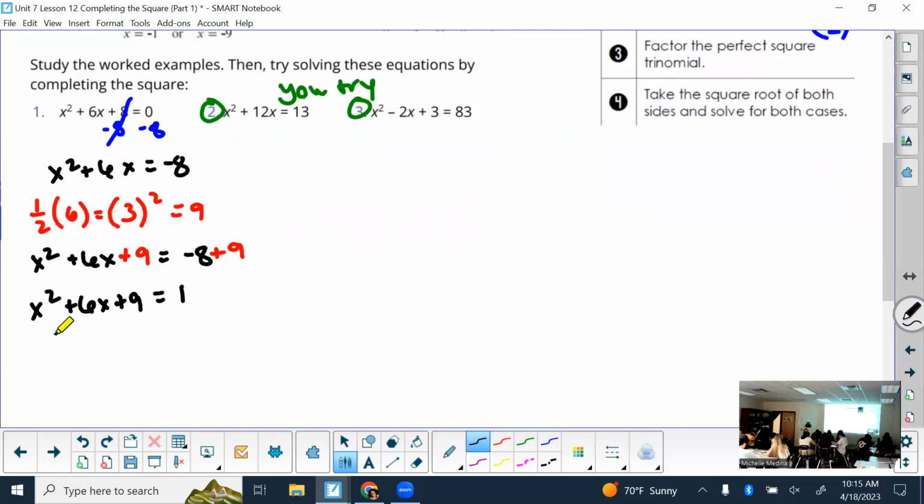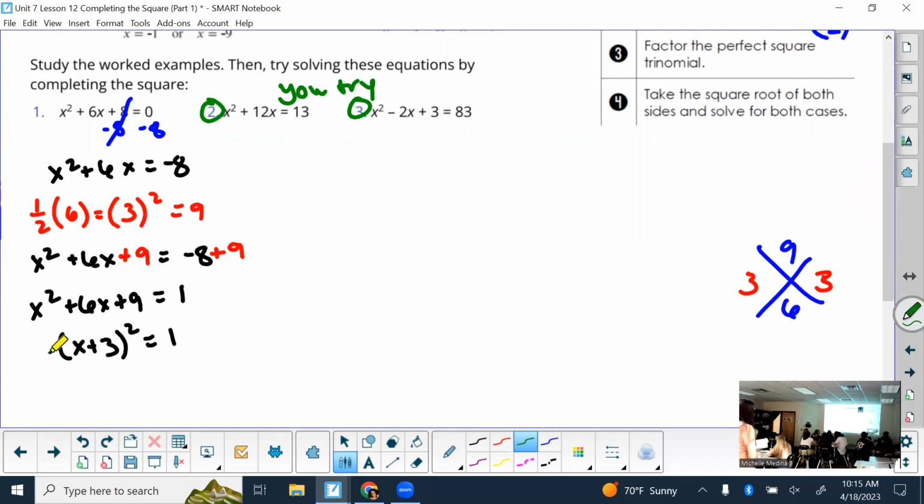I factor it now according to step 3. So that one we've seen before. So what multiplies to 9 but adds to 6? 3 and 3. So I can write it as a square, x plus 3 squared like that, equal to 1. And now that it's like that, I can continue.